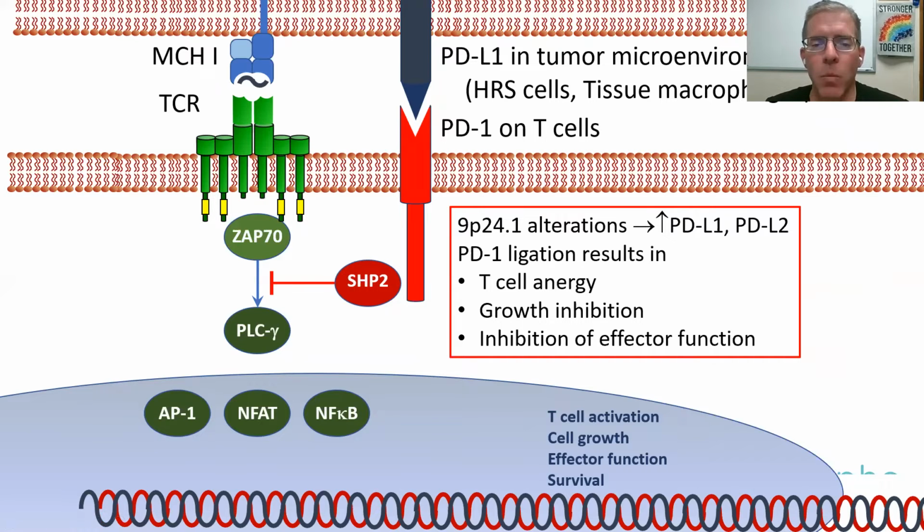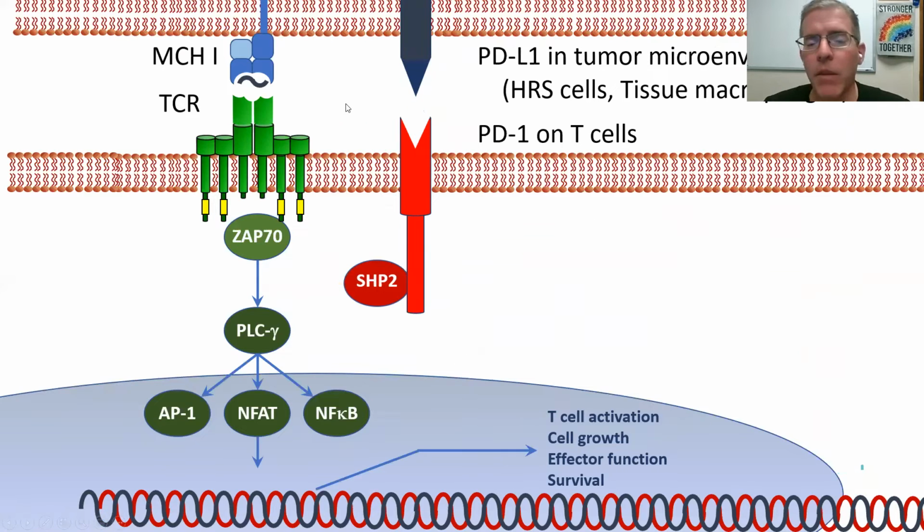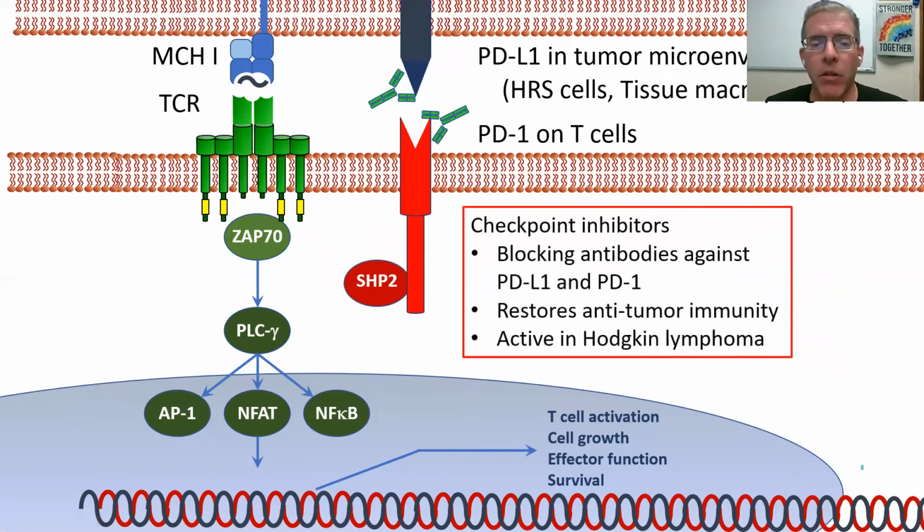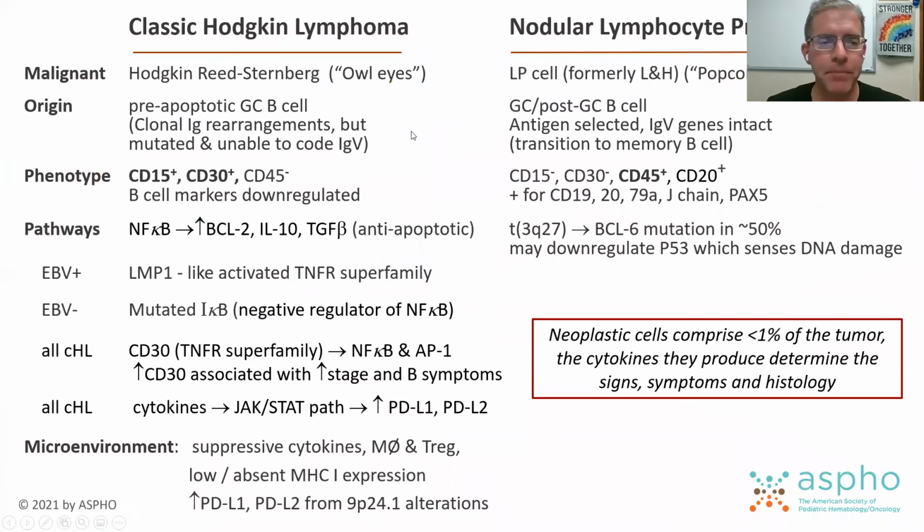So think about PD ligand 1 as a crossing guard holding up a stop sign. It's essentially a don't kill me signal that Hodgkin lymphoma cells have harnessed to prevent the immune response. That's the bad news. The good news is that now we have checkpoint inhibitors. These are antibodies targeted against either PD ligand 1 on the tumor microenvironment or PD1 on T cells. By blocking that don't kill me signal, these restore anti-tumor immunity, and these are extremely active in Hodgkin lymphoma.